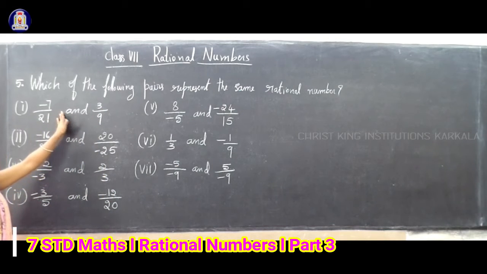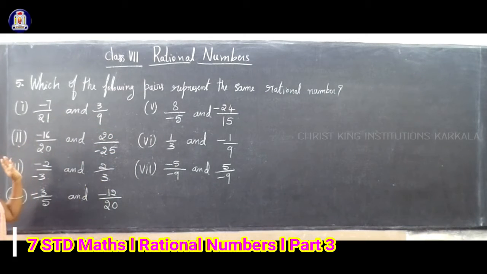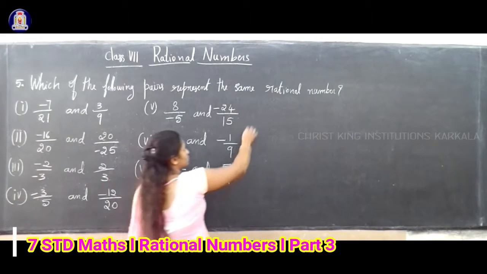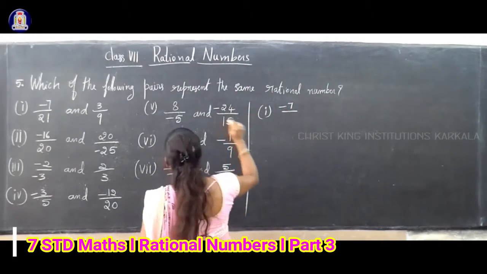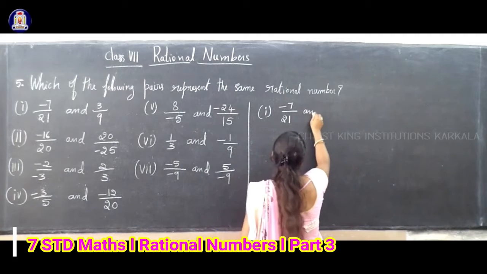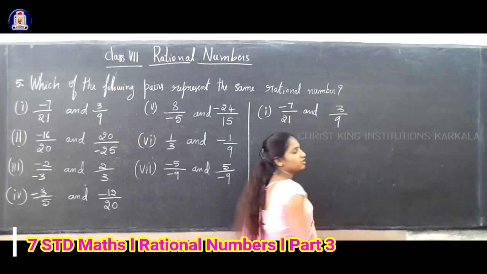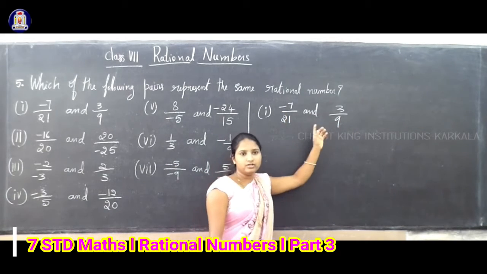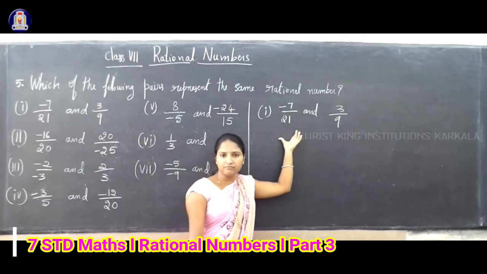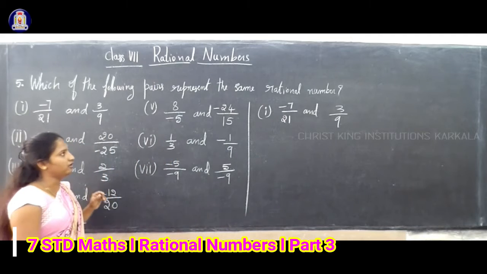So what do we have to do? We have to check whether the given pair of rational numbers are the same or not. The question is, first one -7 by 21 and next 3 by 9. See the question, 7 and 21 and 3 and 9. If you can simplify, then you can check whether the given rational numbers are the same or not.